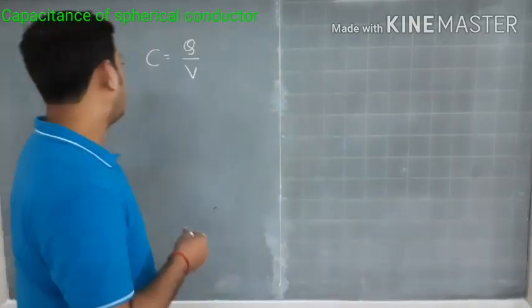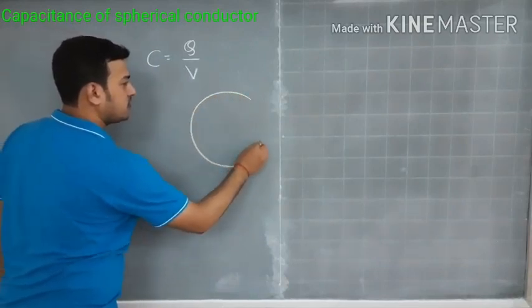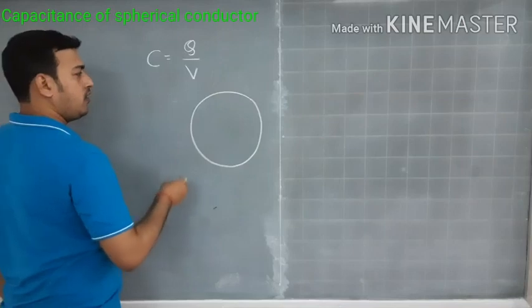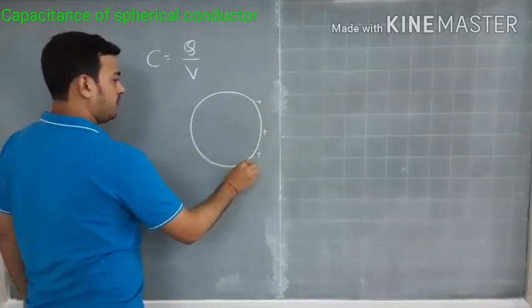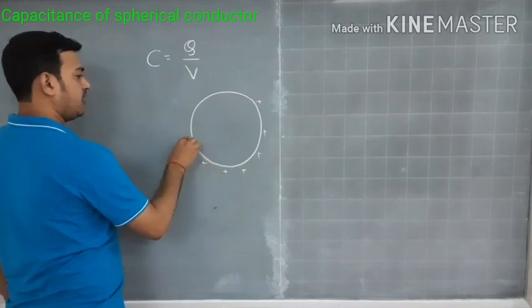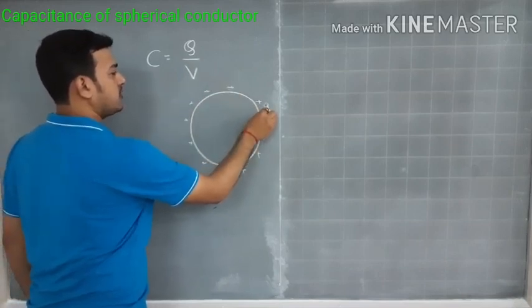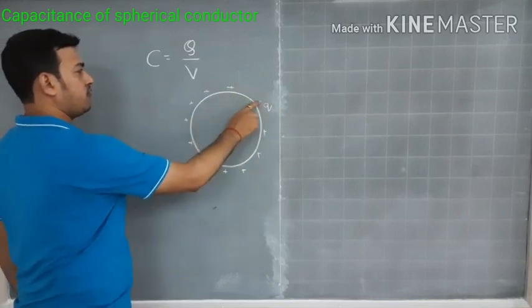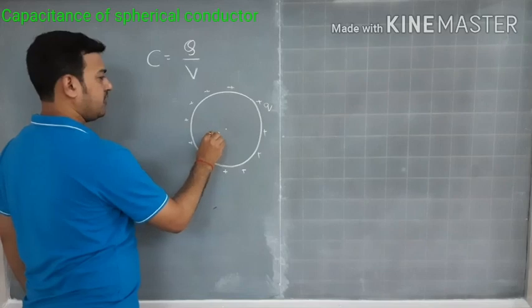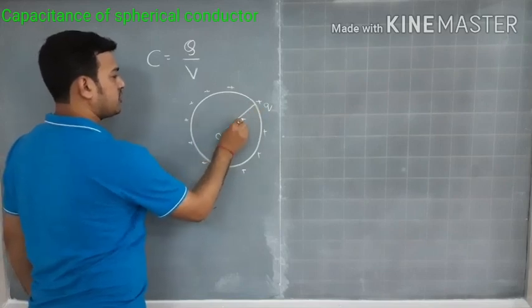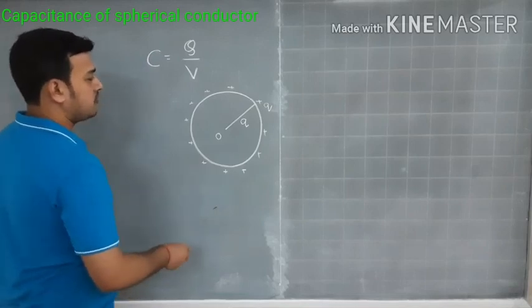So, for that, it is the charged shell, or you can say it is a conducting sphere. If I provide a charge Q on it, then it will uniformly distribute over its surface. Let the amount of charge on the surface be Q. This is the center, and let me take the radius of this shell as A.